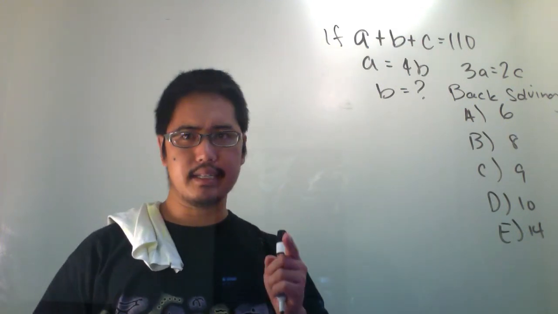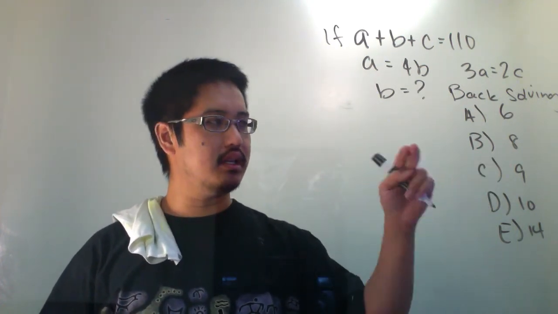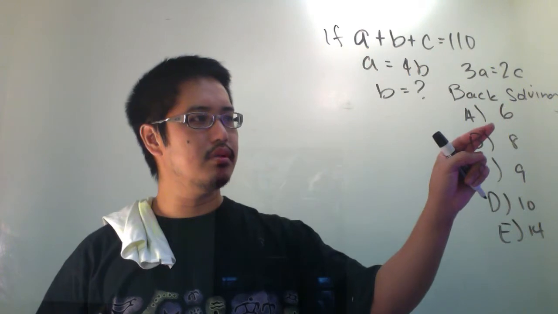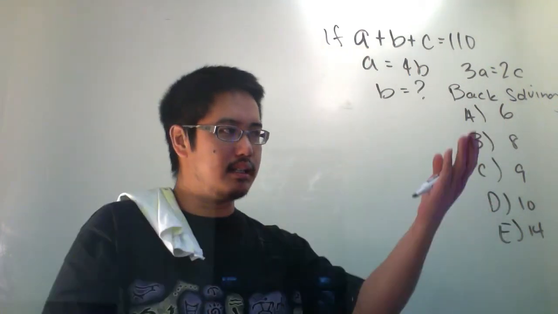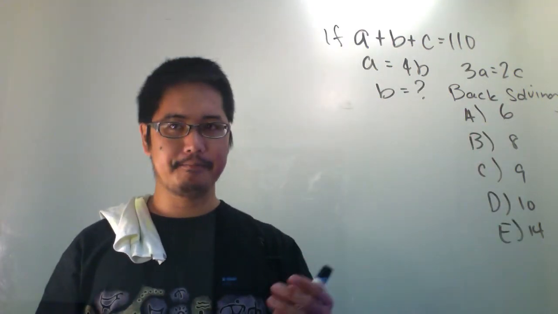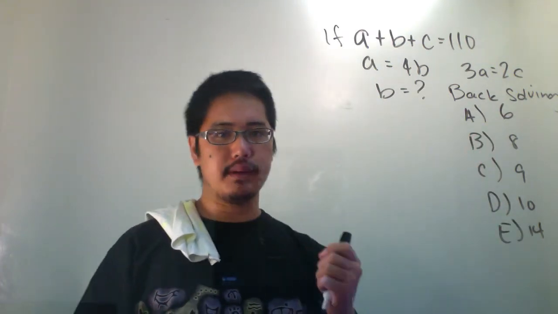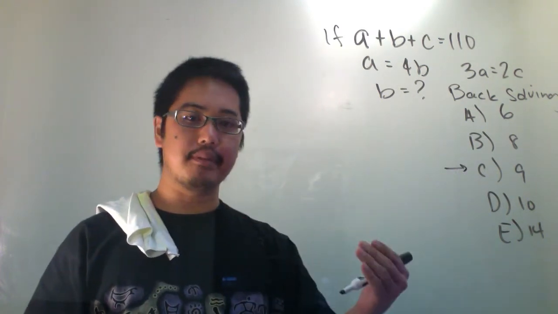The first technique is this. When they give you a list of numbers, they'll usually, almost always, give it to you from smallest to biggest. They don't just randomize these things. They just kind of say, all right, 6, 8, 9, 10, 14, all right? What I always would recommend to do is start with C. Start with the middle number.